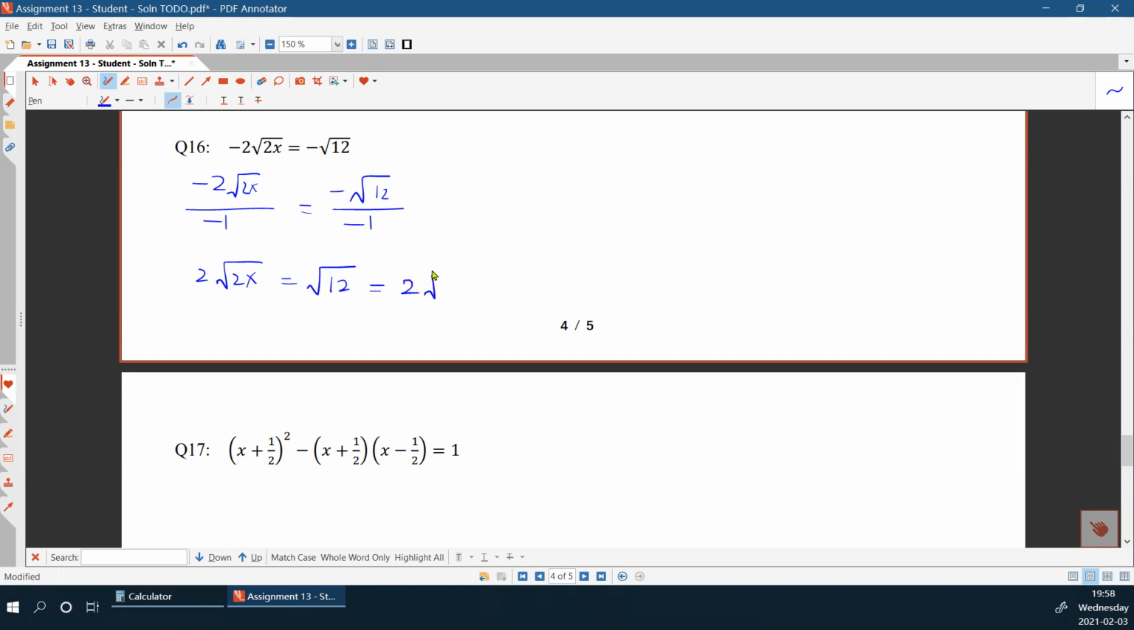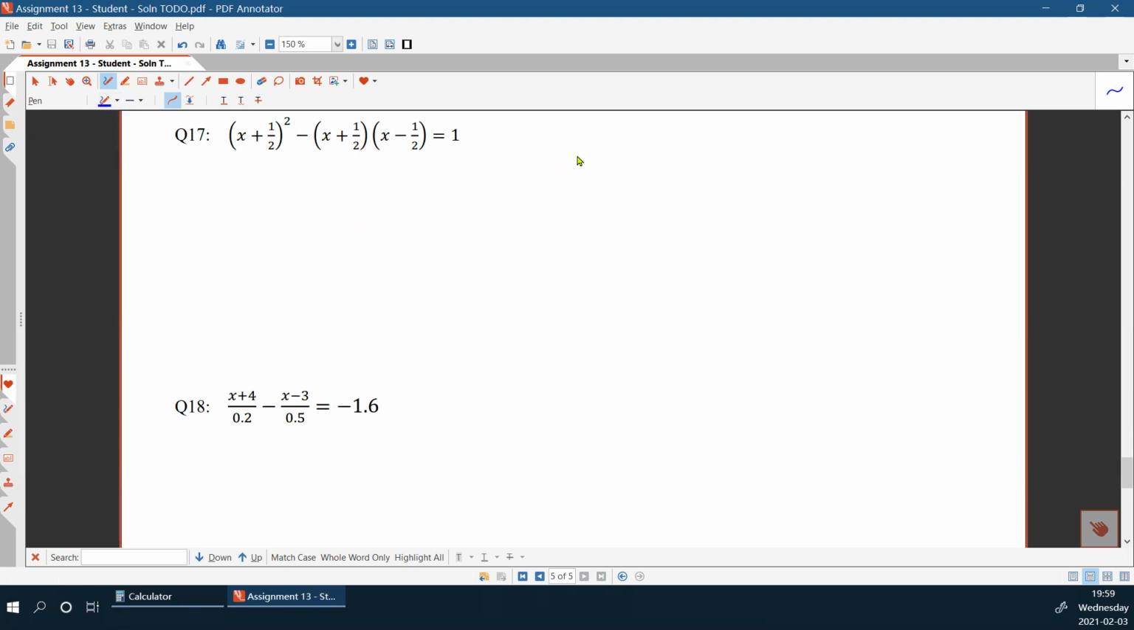Square root 12 is actually twice square root 3, right? So next we can cancel a 2 on both sides of the equation. This gives you square root 2x is square root 3. So this means 2x is 3, right? And x is 3 over 2. All right, any questions? No? Okay, let's see the next one.